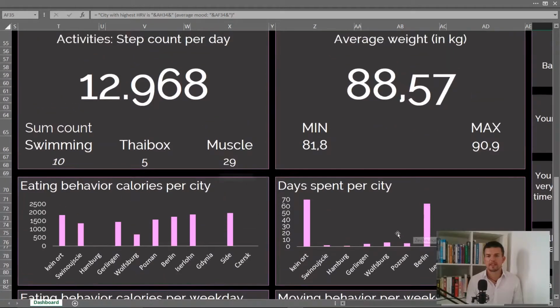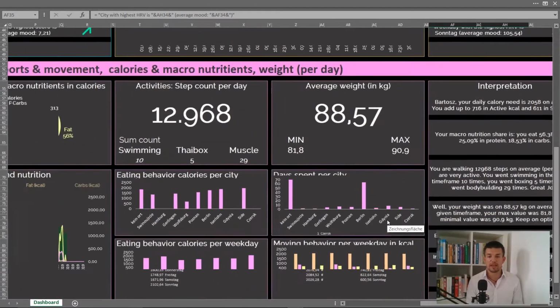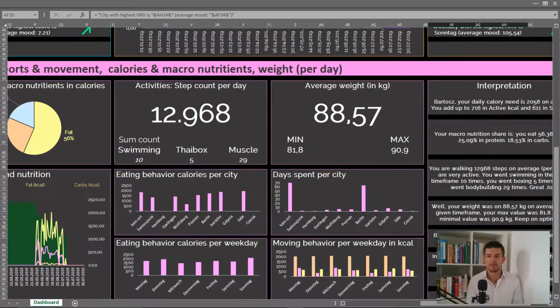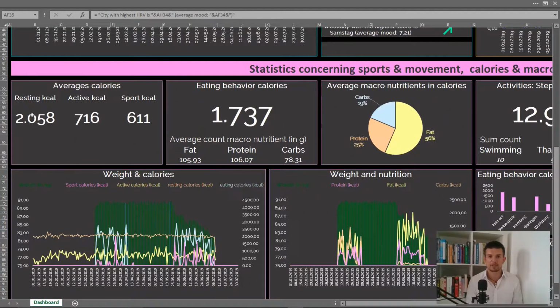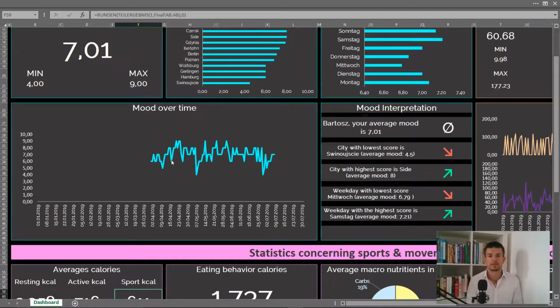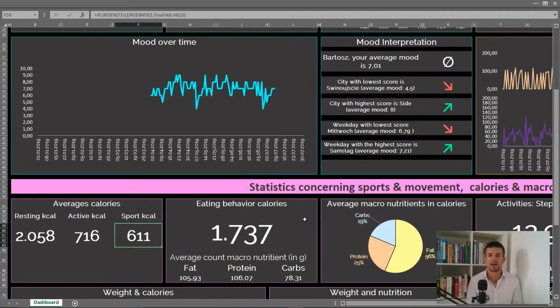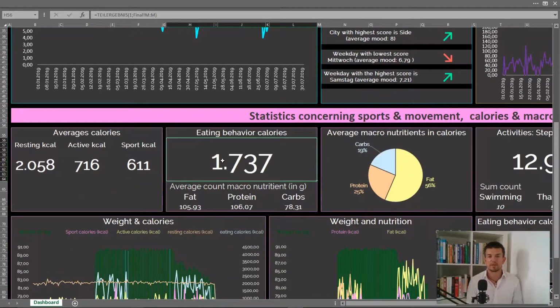So let's then take a look at nutrition and sports behavior. Let's first take a look at the highest possible level. Resting calories are 2000 kcal, which is average. My active calories is 700 and my sports calories is 600 on average in the given time frame. The given time frame is from the beginning of 2019 to the end of July. My eating calories on average are 1,700, but this is a little bit biased because I did not collect all the data during all the time.